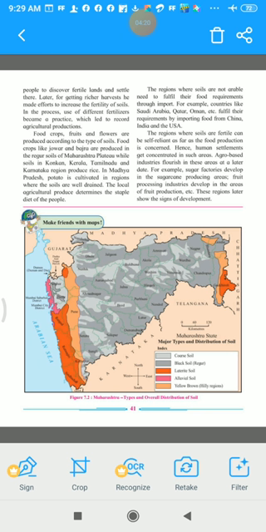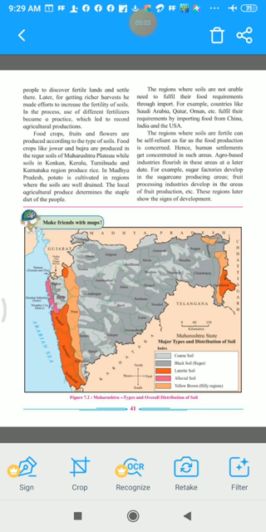Okay. For example, countries like Saudi Arabia, Qatar, Oman, etc. fulfill their requirements by importing food from China, India and the USA. So these are the countries who import food from India, China and USA. The regions where soils are fertile can be self-reliant as far as food production is concerned. So the regions where the soil is not suitable for growing crops have to import. But the regions where soils are fertile can produce lots of crops. Yes or no? They can produce so much food that the country will become self-reliant.